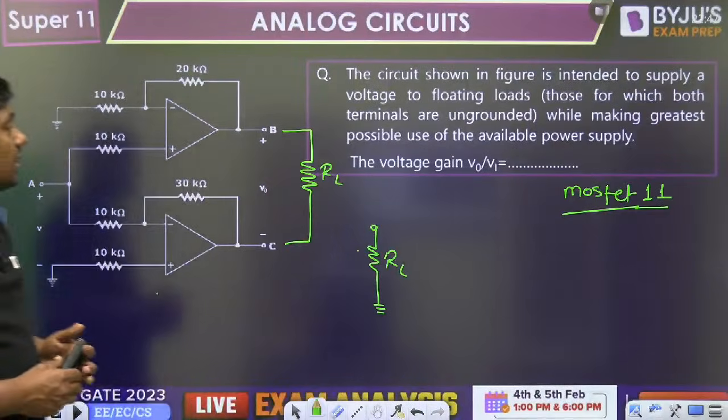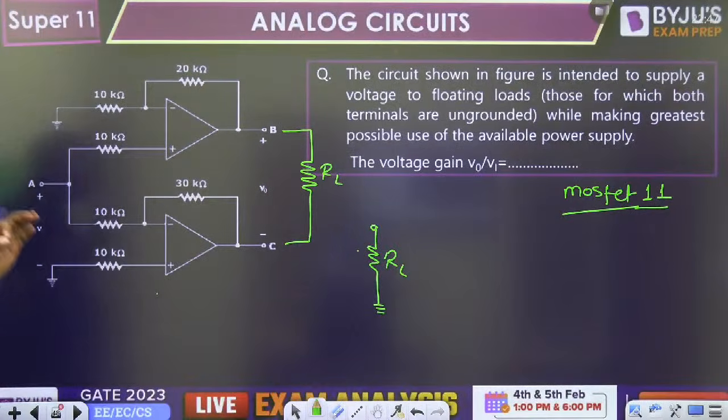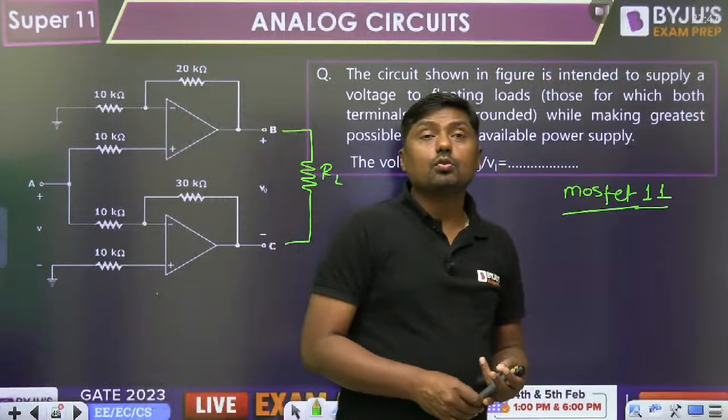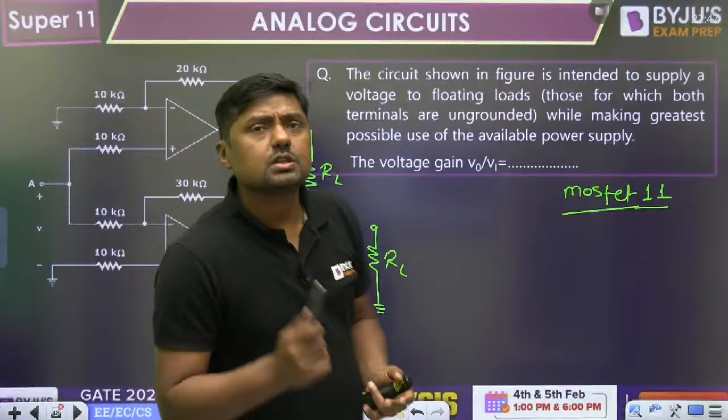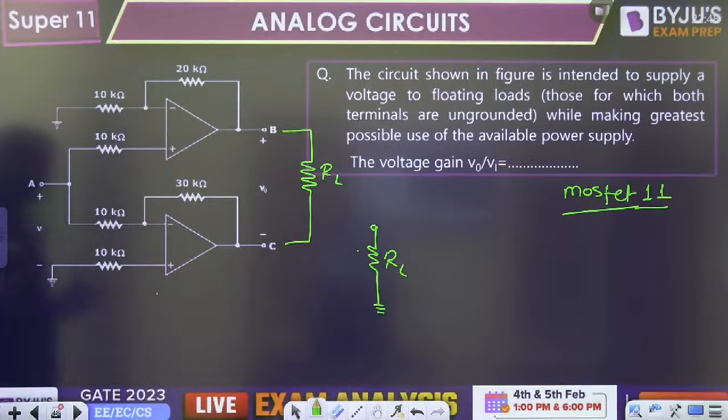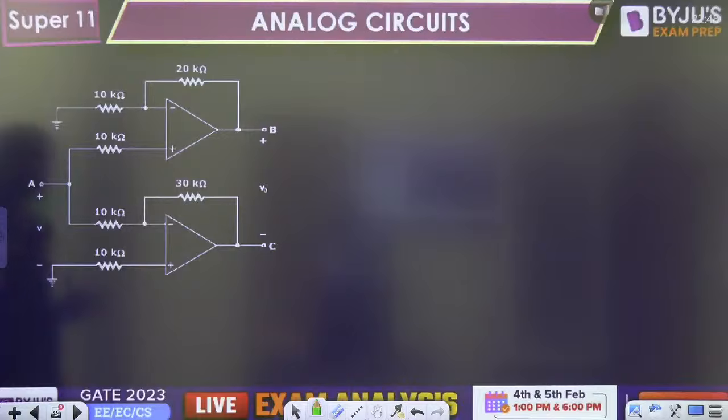Okay, and then the circuit shown in the figure is intended to supply a voltage to floating loads while making the greatest possible use of the available power supply. That is the question on operational amplifier. Right, Ravi Teja, you are giving 6 or 0.6. It is 6. Okay, now this type of question is very, very simple one, try to understand.